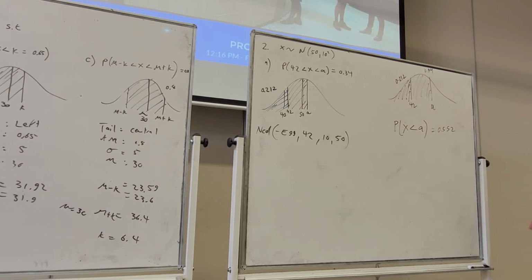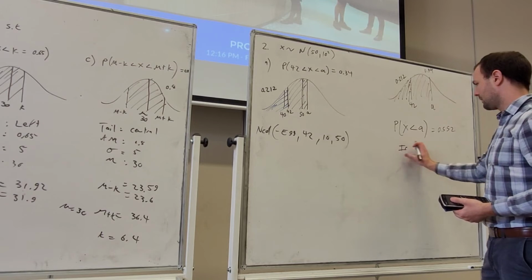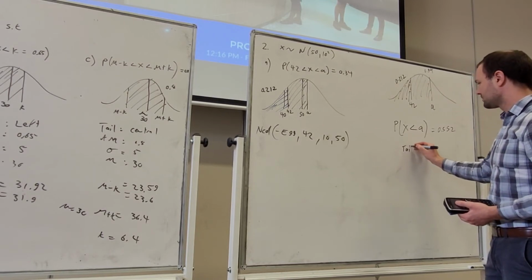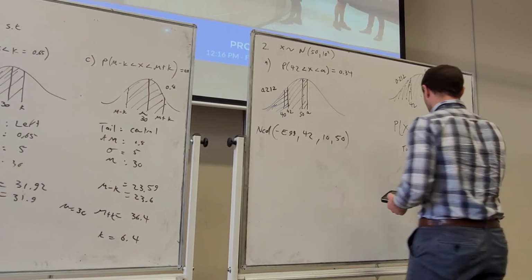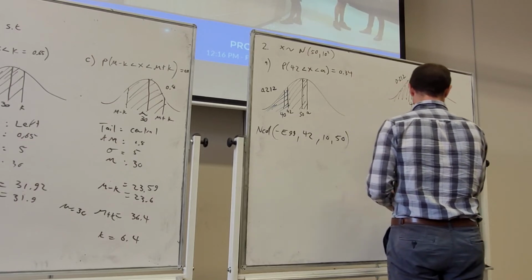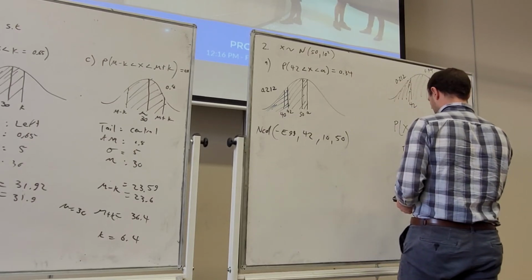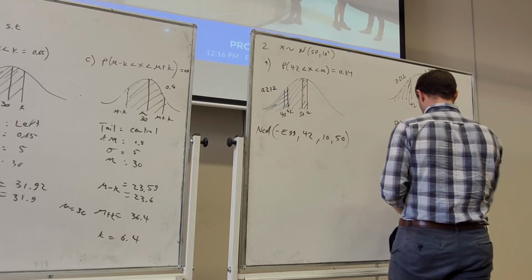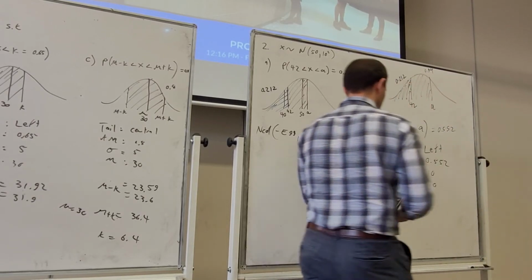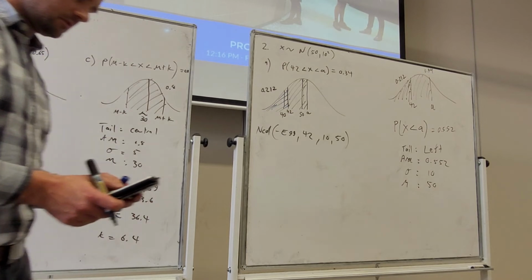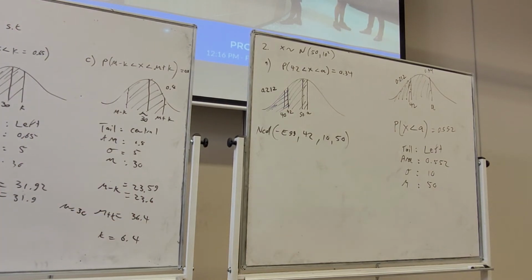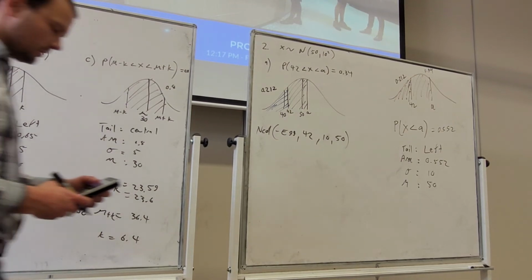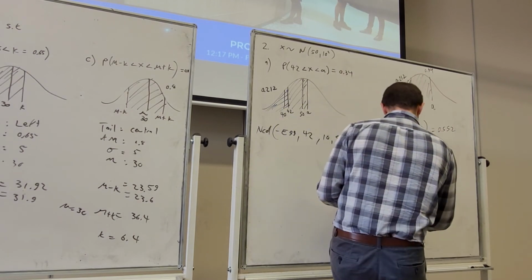So we calculated this region and we know together they're going to give us a probability of x being less than A. And now this is just an inverse normal calculation. So we're in inverse normal, our tail is pointing to the left. Standard deviation 10, mean 50, area 0.552. I've got 51.3.